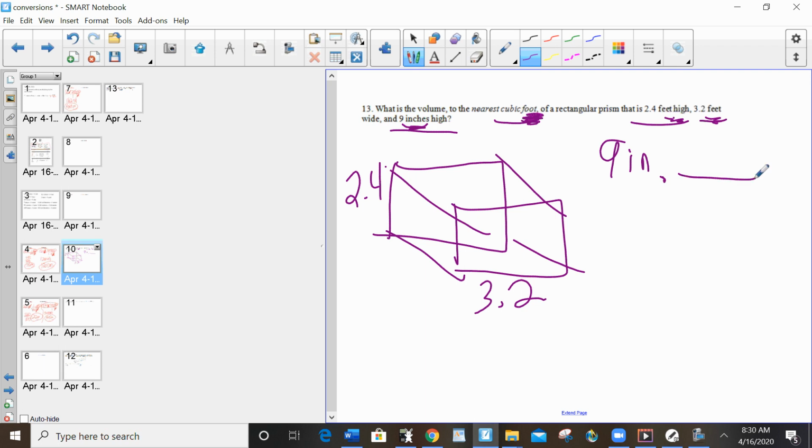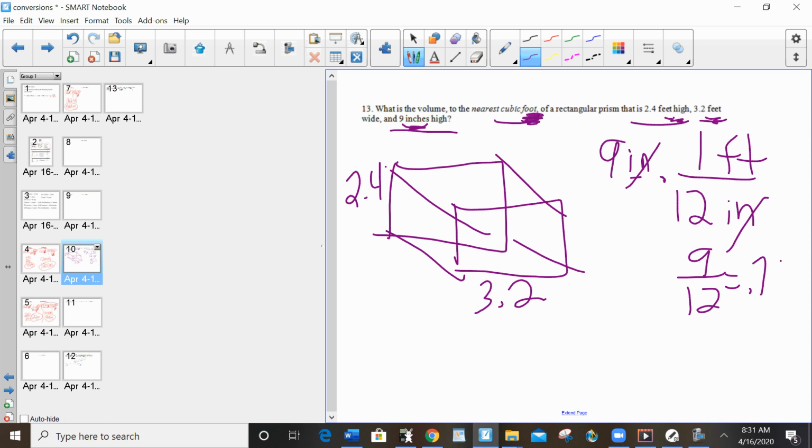So I'm starting with inches, so inches goes on bottom. I'm converting to feet. There's 12 inches in 1 foot. 9 times 1 is 9 over 12. I can use a calculator if I need to. It's 0.75.